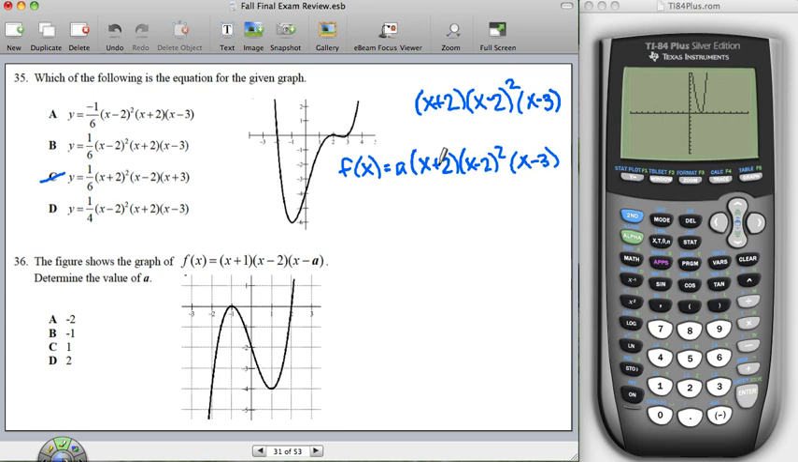And the way that we can solve for A is by looking at your y-intercept. So when I plug in 0 for all of my x's, that should give me negative 4. So that gives me 2 times negative 2 squared times negative 3. So that's 4, 8 times negative 3 is negative 24. So A equals 1/6. So my solution is B.